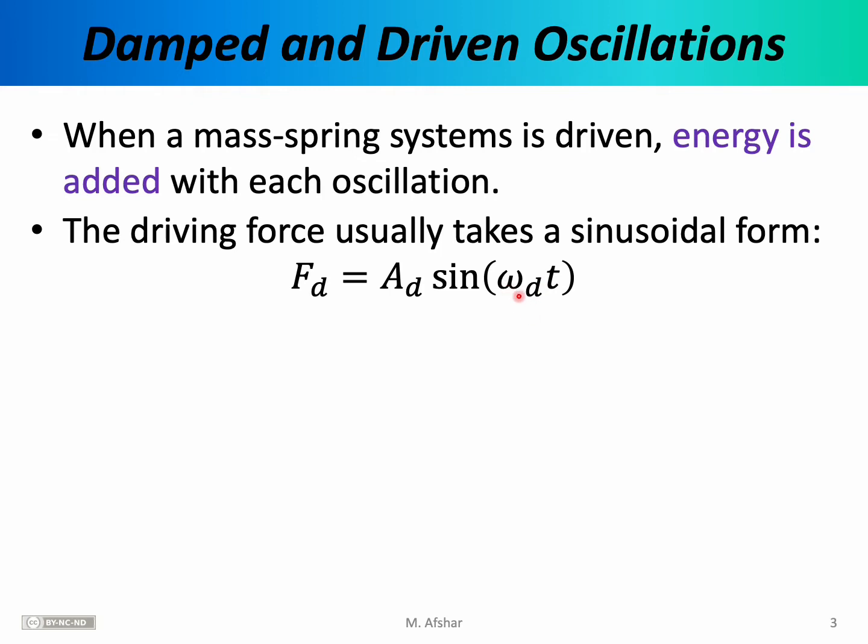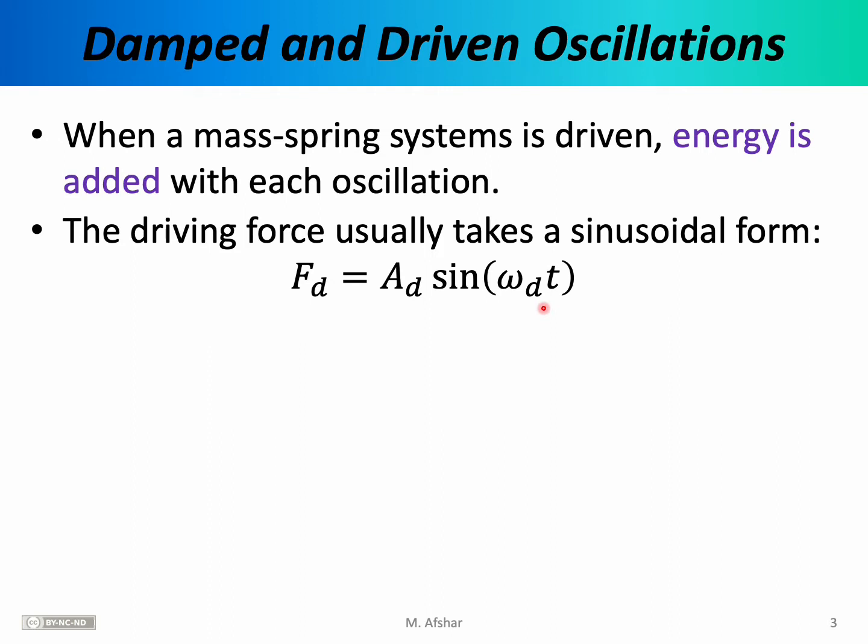In general, omega sub d can be different than omega. So we have the angular frequency of the driving force, and then we also have just plain omega, which is the angular frequency of the oscillations. Under the right conditions, they can be equal to each other, but not in general. So be careful to distinguish A sub d from A and omega sub d from omega.